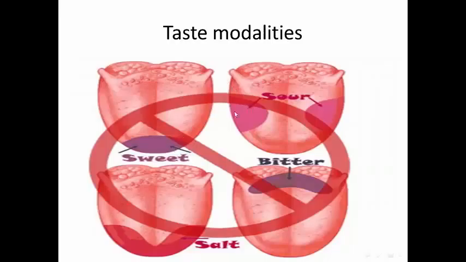For a long time, it was thought that certain areas of the tongue are responsible for the perception of certain modalities of taste. But now it is well known that all areas of the tongue are equally sensitive to all modalities of taste.